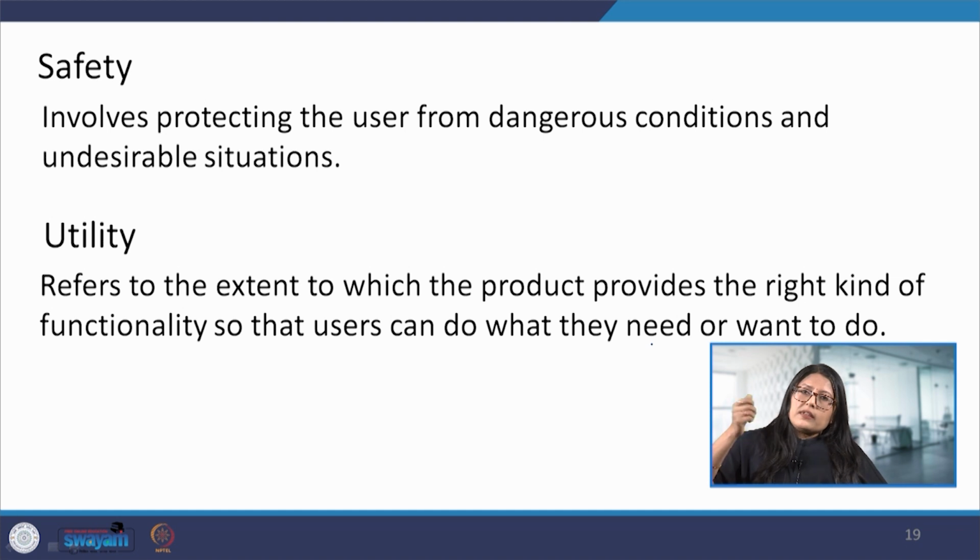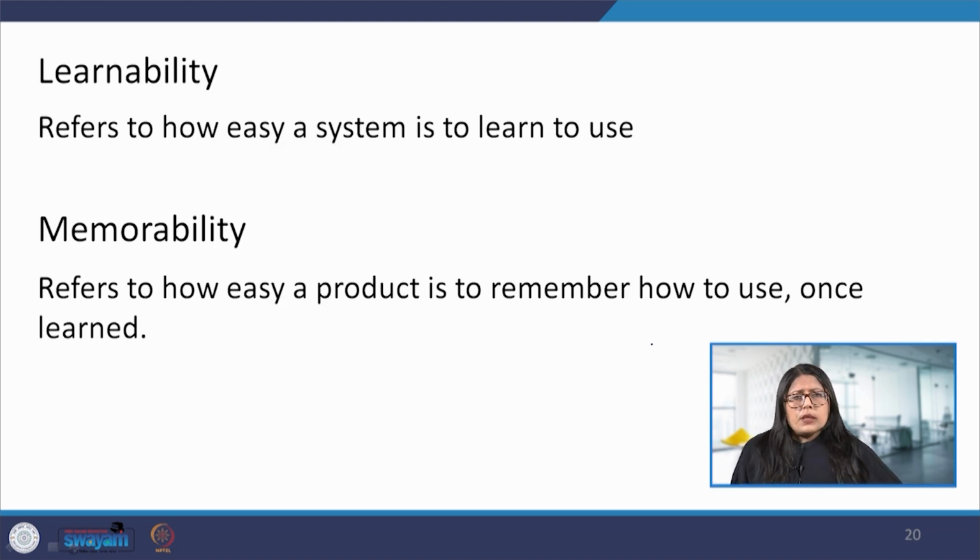Will I get the same strokes? When I put pressure, will my pencil mimic the actual pencil on paper, or will it not give me that kind of feedback? So utility of it, that is, is it actually equivalent to a hand drawing, or is it a good investment? Learnability. Learnability refers to how easy a system is to learn to use.